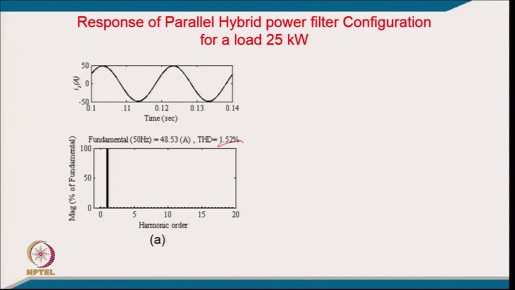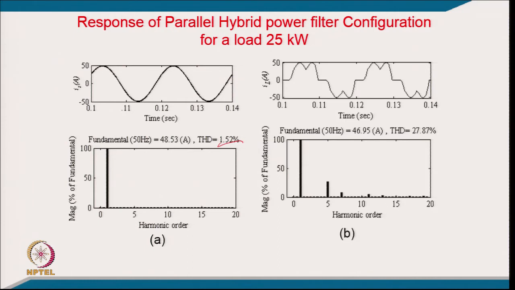And since this is quite effective even for a developing country, because the power electronics converter is of very small rating, hardly 4 to 5%, where 95% or 98% of the burden goes to the passive filter, which can certainly be manufactured locally even in a developing country like India.